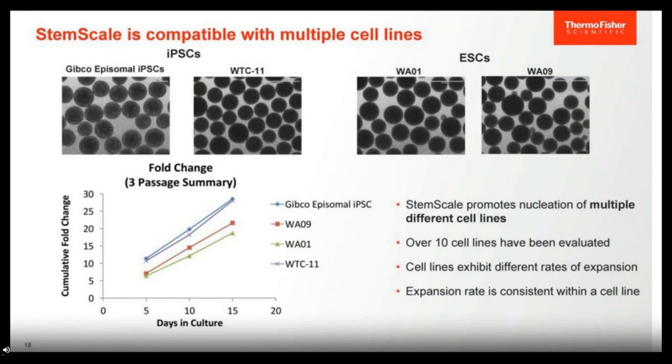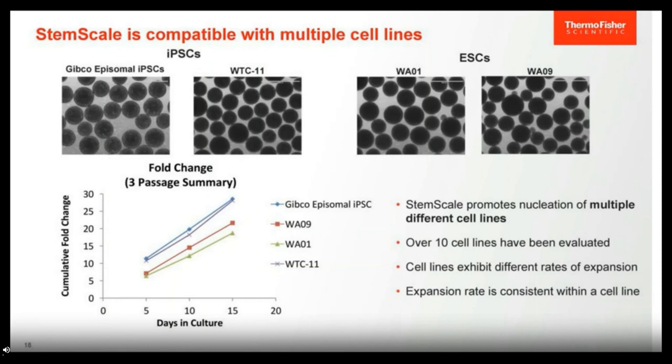Now, all the previous data that I've shown has been utilizing Gibco episomal iPSC cells, or H9, the WAO9 cells is listed. But I'd like to show that StemScale is compatible with a variety of different cell lines as well. So on this slide, I've got a comparison between 4 cell lines, including the previously mentioned ones, also WTC11 iPSCs and WAO1 ESCs, which are H1 cells. Although I don't have the data displayed here, when we were doing alpha testing with our media, our alpha testers also evaluated with their own in-house lines. So we've evaluated a total of 10 different cell lines as well.